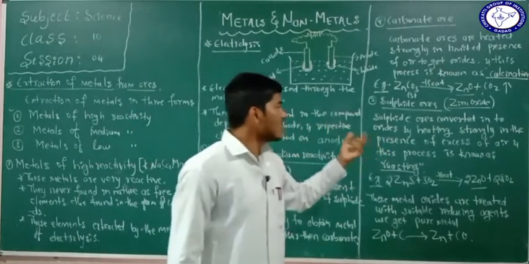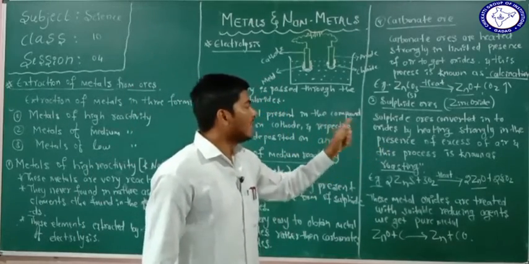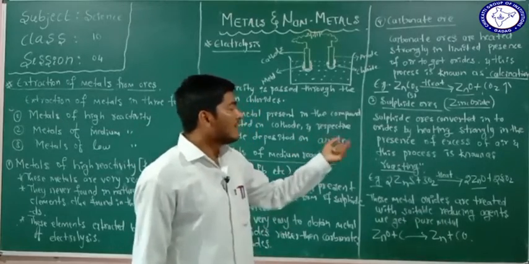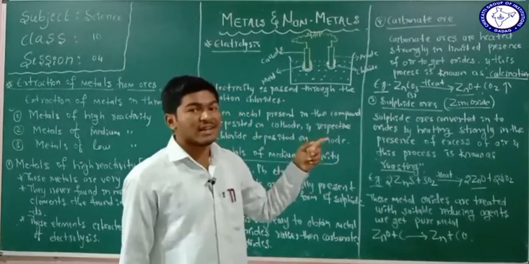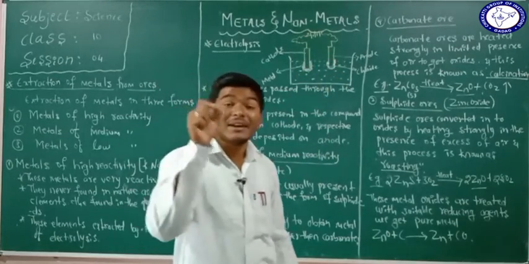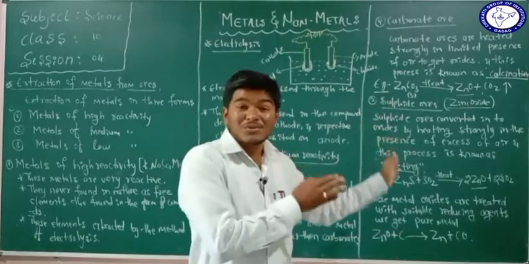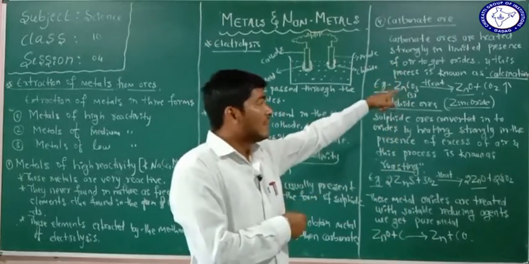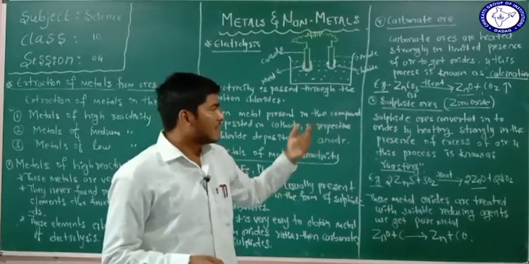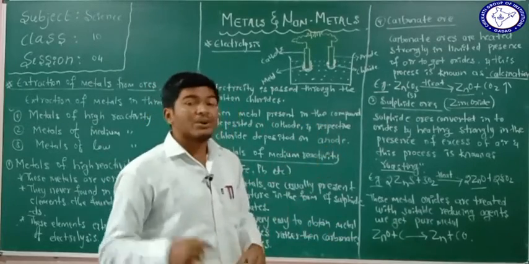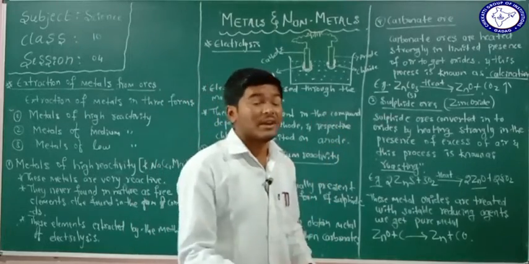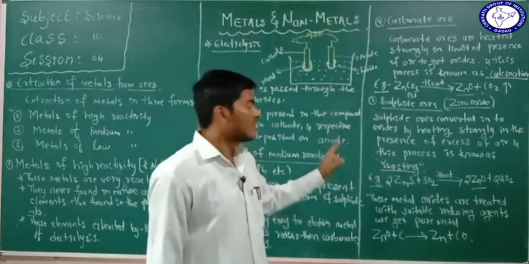The sulfide ores are converted into oxides by heating strongly in the presence of excess of air, and this process is known as roasting. You have to remember here, the carbonate ores are heated in a limited presence of air, and this process is called calcination. But the sulfide ores are heated in the presence of excess of air, and this process is known as roasting.